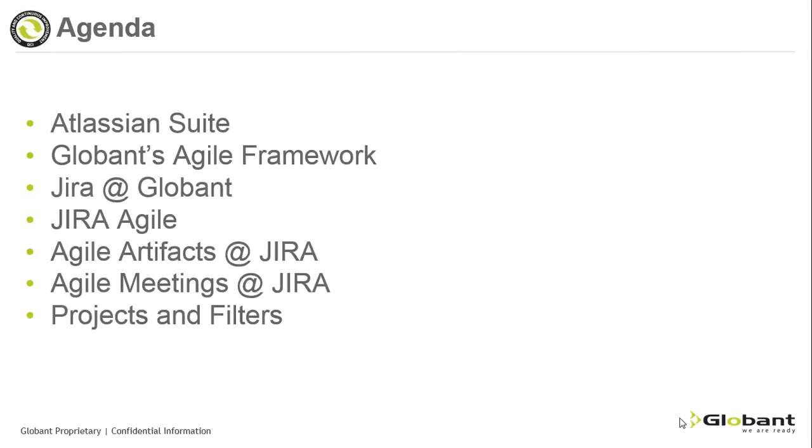First of all, we will tell you about all the licenses we have from the Atlassian suite. Then we are going to see Globant's Agile framework and all the related artifacts and meetings that can be managed on the tool. Finally, we will see all the reports that we can use with Jira.